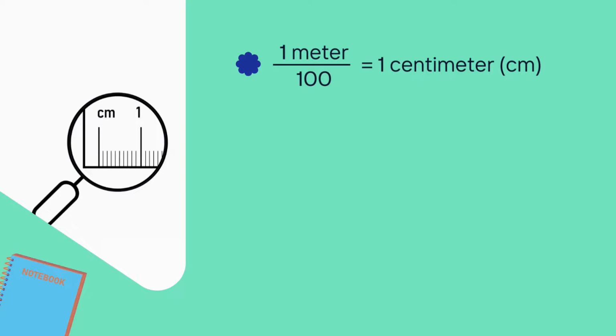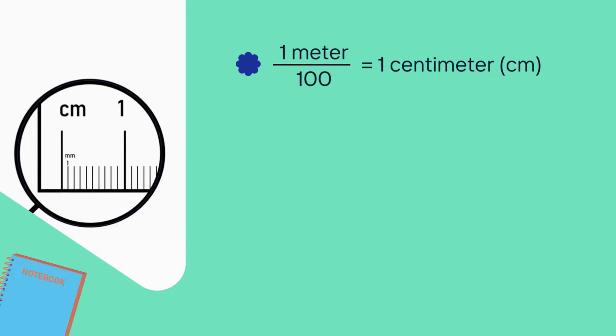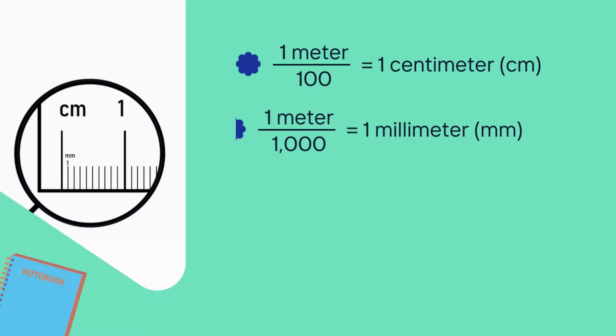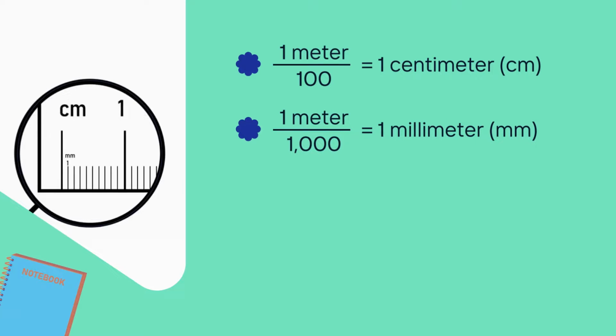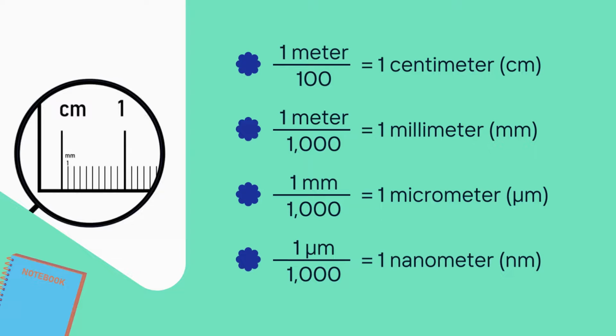On metric rulers, a meter is divided into centimeters, which are 1/100th of a meter, and each centimeter is further divided into 10 parts. Each of these parts is 1/1000th of a meter. Each part is called a millimeter. When you divide a millimeter into 1,000 equal parts, one part is called a micrometer. And when you divide a micrometer into 1,000 equal parts, one part is called a nanometer. So now we are back to nano.